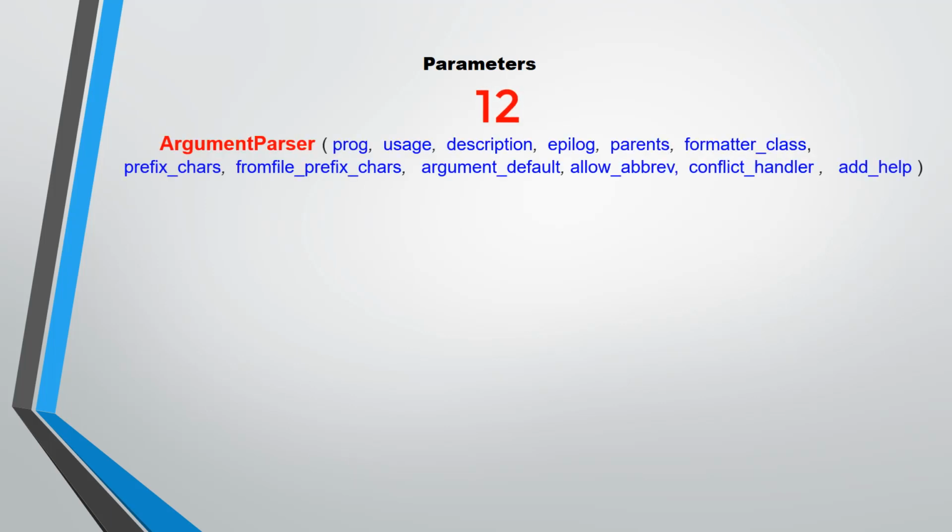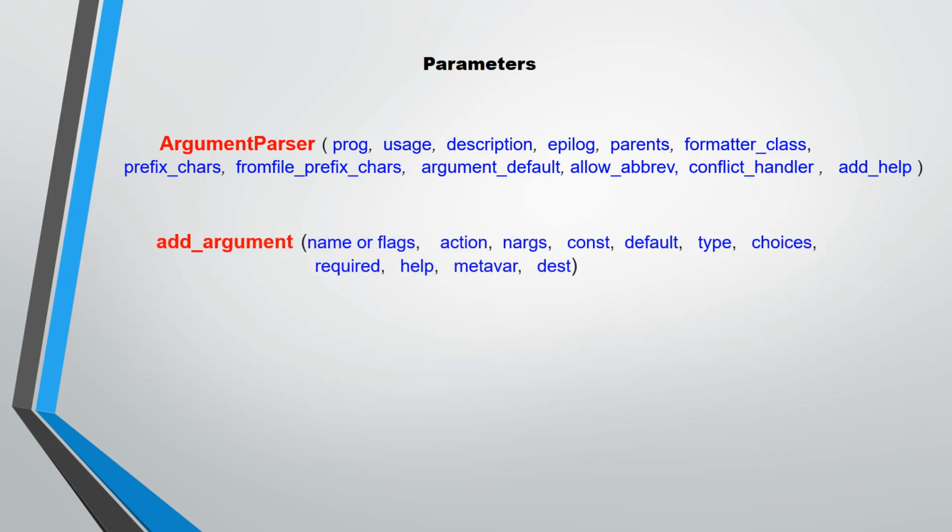Let's see the parameters of these methods and functions. The ArgumentParser object has a total of 12 parameters. These parameters are passed as keyword arguments to the ArgumentParser object. The add_argument method has a total of 11 parameters. These parameters define how a single command line argument should be parsed. And the parse_args method has 2 parameters, those are args and namespace. These parameters convert argument strings to objects and assign them as attributes of the namespace, and it returns the populated namespace.